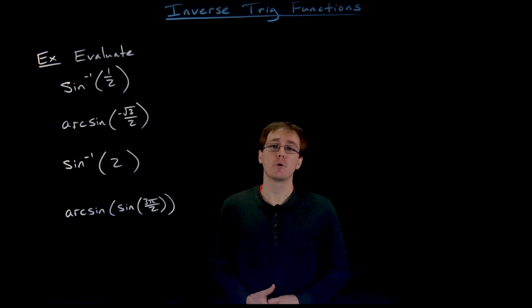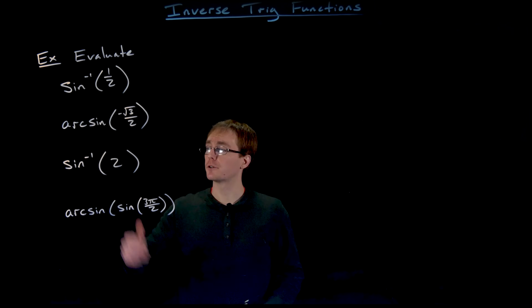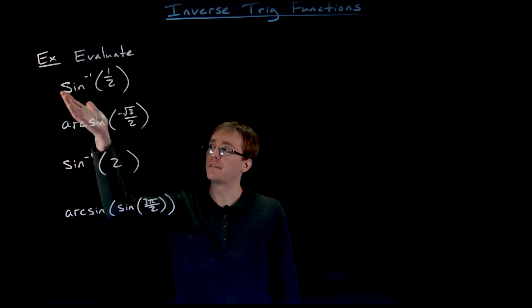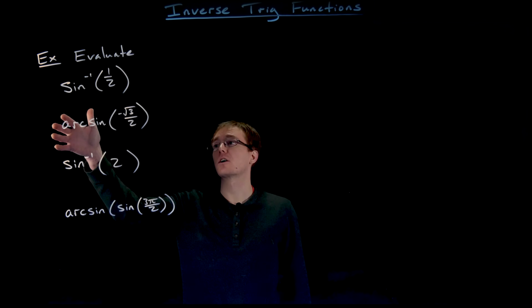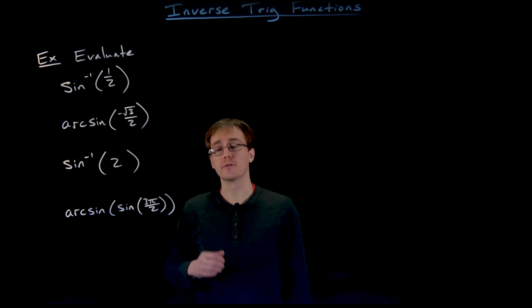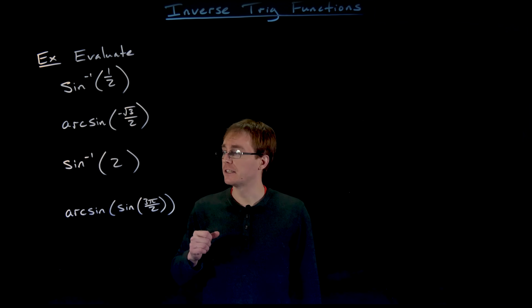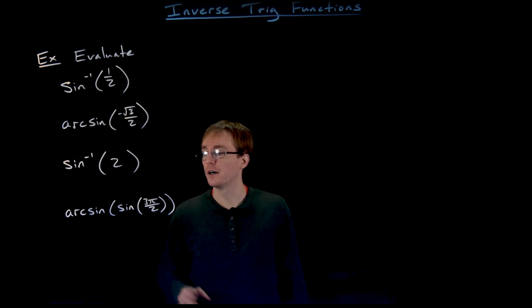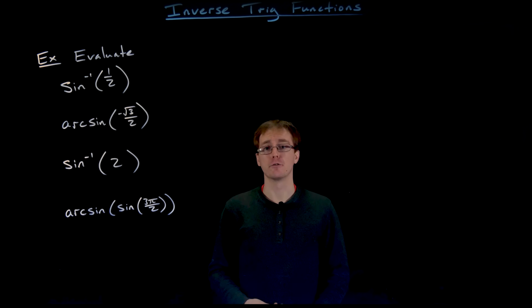Hello everyone, in this example we are asked to evaluate these four inverse trig expressions. So we'll start with sine inverse of 1/2, evaluate that. Then we'll talk about arcsine of negative square root of 3 over 2, followed by sine inverse of 2, and this weird composition we'll end with arcsine of sine of 3 pi over 2.